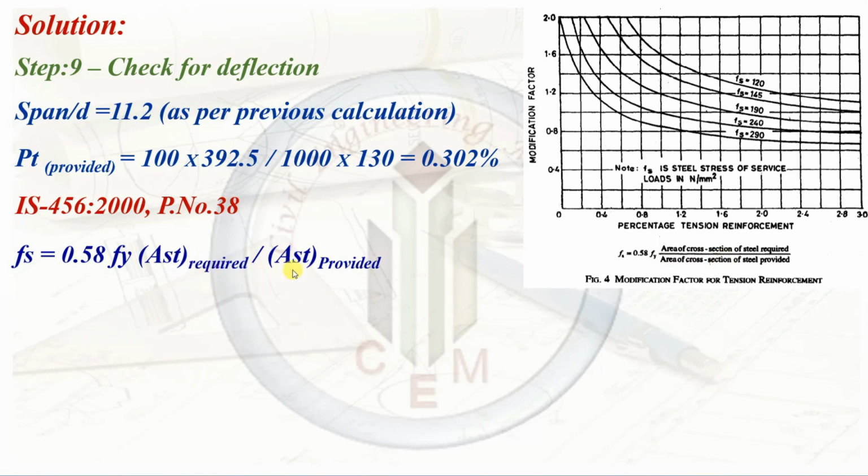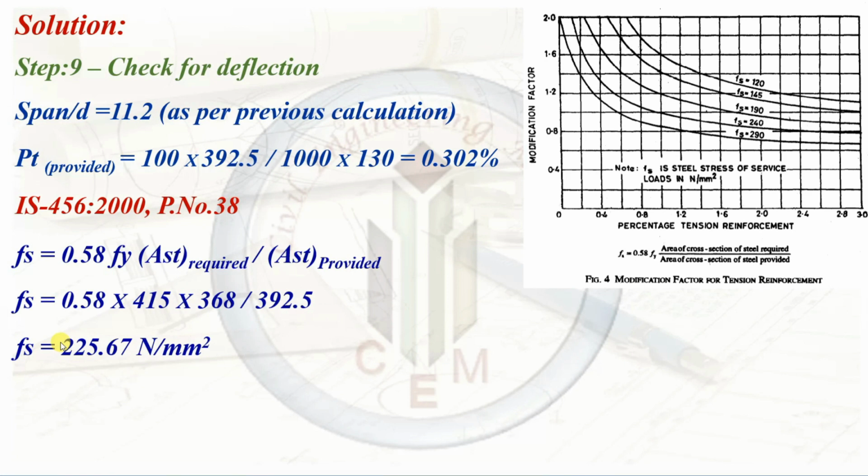We know the AST required and AST provided. So we get the stress as 225.67 Newton per square millimeter. And modification factor we can find out by using this stress and the PT provided. So PT provided is 0.3, that comes somewhere here, and then stress is 225, so that comes in between these two, 190 and 240. So if we calculate from this chart, we get somewhere around here. So let's consider modification factor value as 1.58.